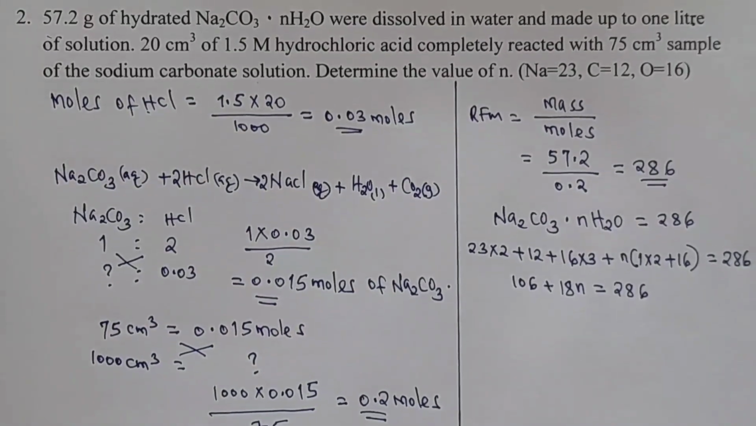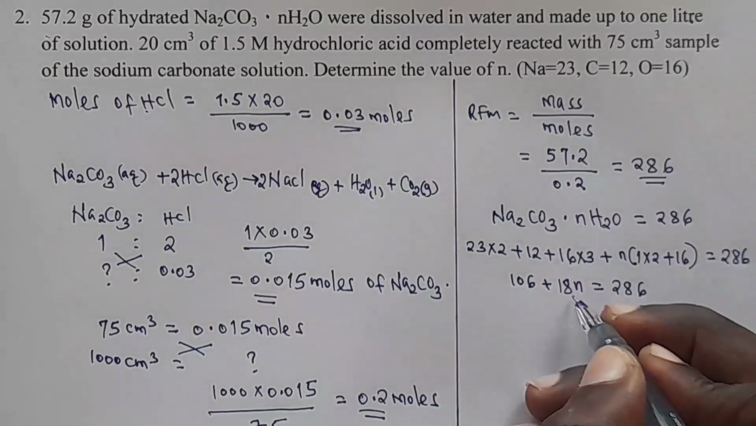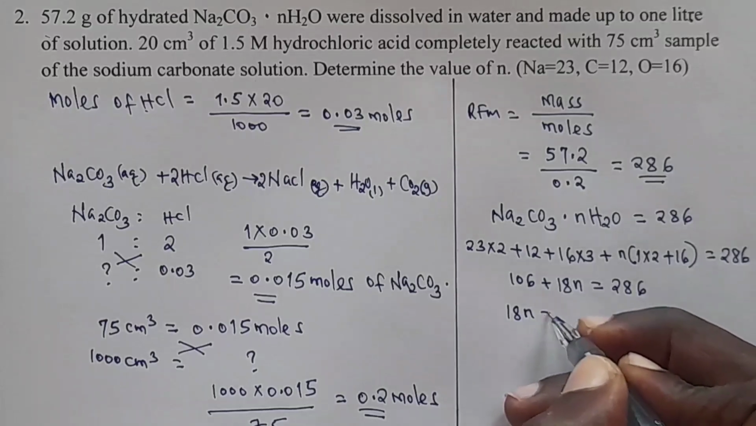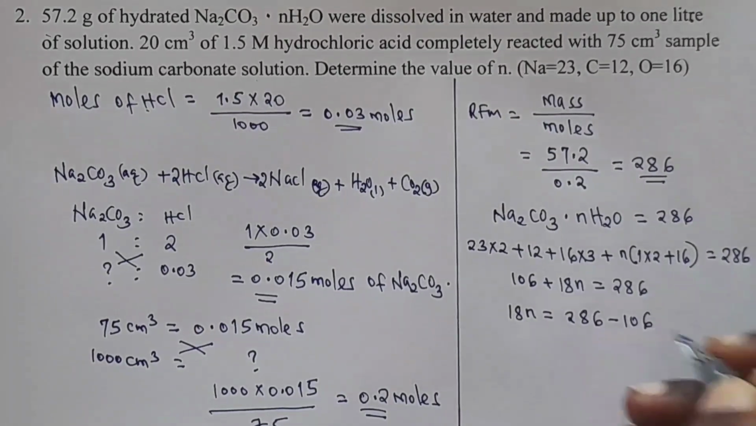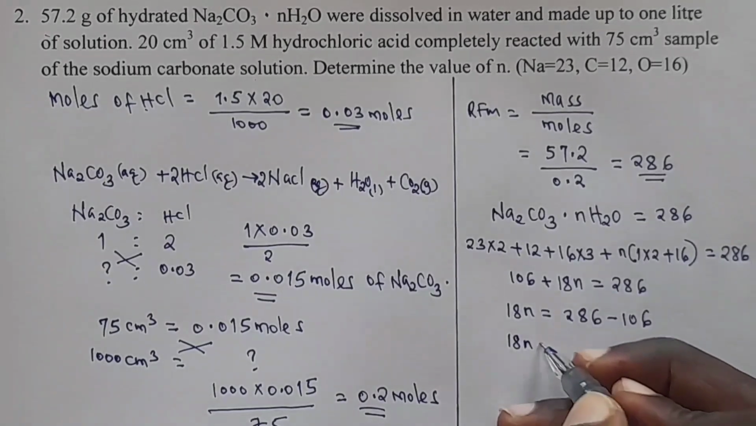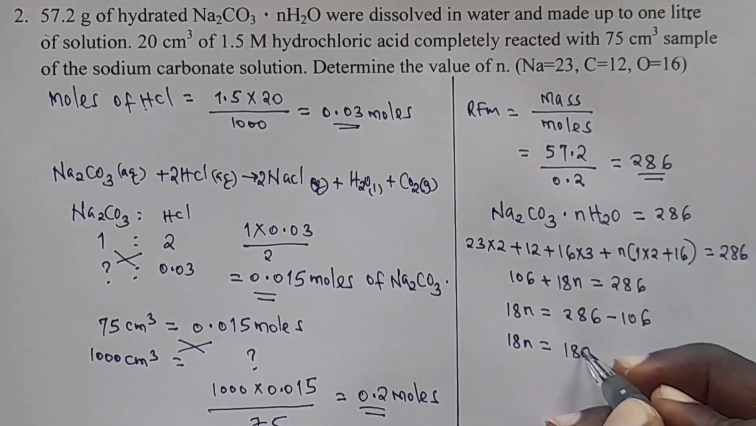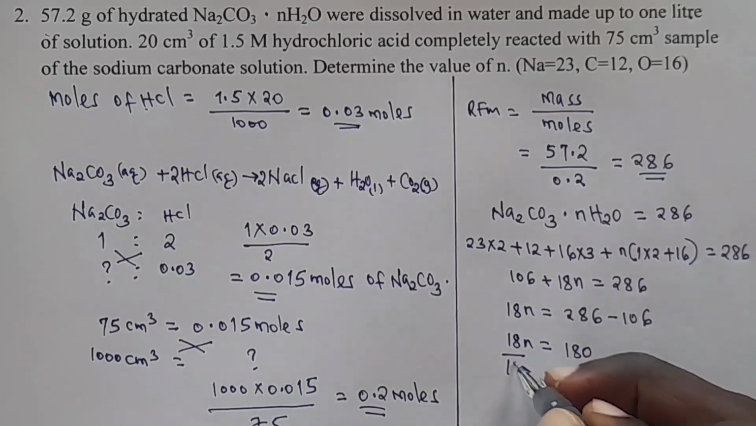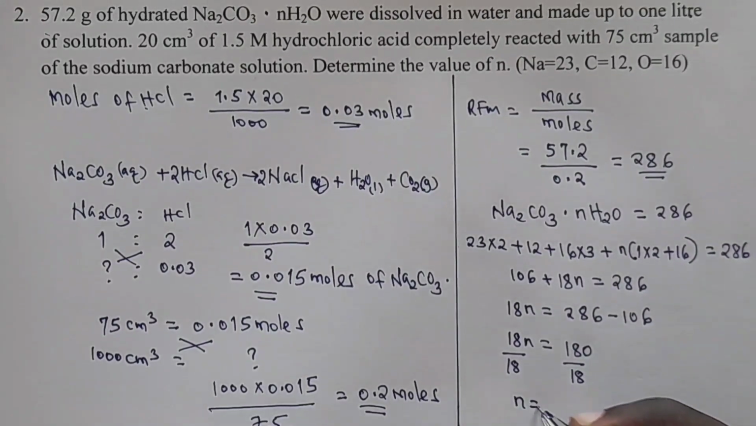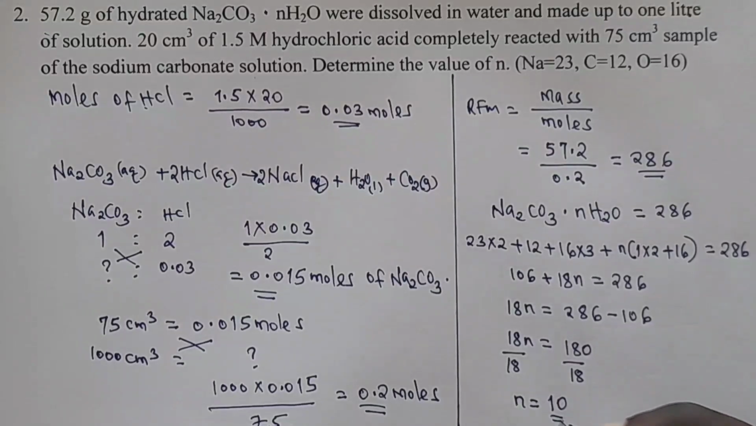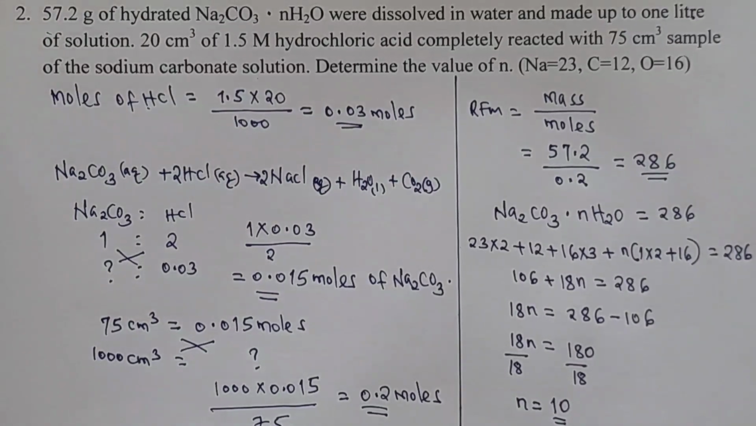So next, let's collect the like terms together. We are going to say 18N will be equal to 286 minus 106. So 18N will be equal to 180. If we want to get N, we divide by 18 here, then we divide here by 18. That means the value of N is 10. That will be the value of N.